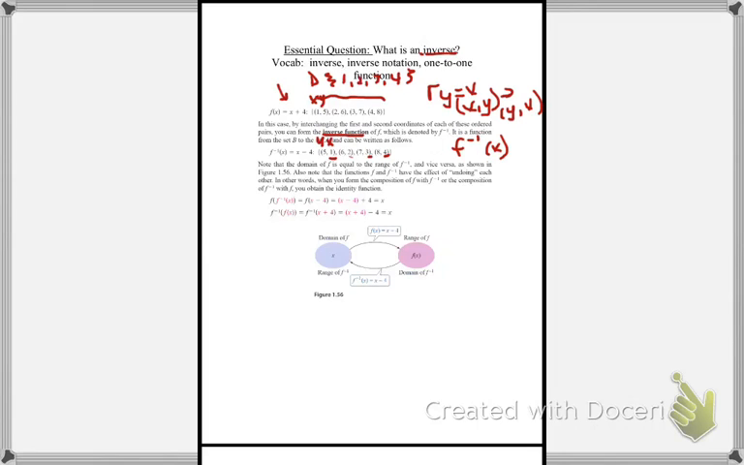When you find your inverse equation, you take your original equation, you interchange the x and the y's, and you solve for the new y. And then replace it with f to the negative 1. Okay. When you graph the original function and the inverse, it is a reflection over the line y equals x. This diagram shows you that the domain of x swaps with the range of the inverse function.